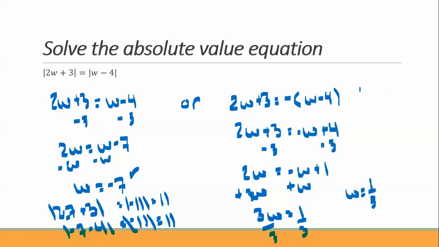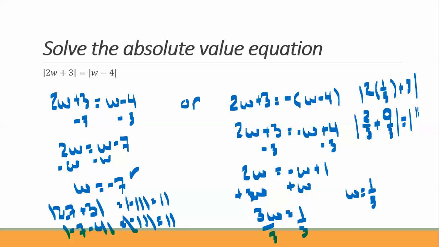The second side, we're going to have the absolute value of 2 times 1/3 plus 3. So that's 2/3, the absolute value of 2/3 plus 9/3, remember your common denominator, equals the absolute value of 11/3, which is 11/3. And then we have the absolute value of 1/3 minus 4, which again is the absolute value of, this one's going to be negative 11/3 because 4 is 12/3, which is positive 11/3.